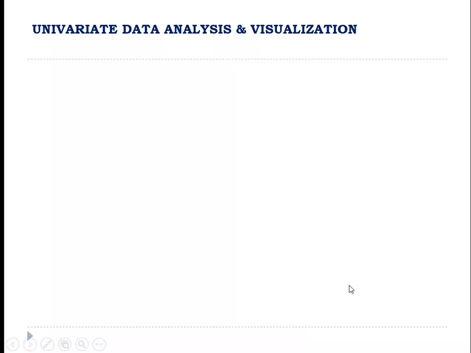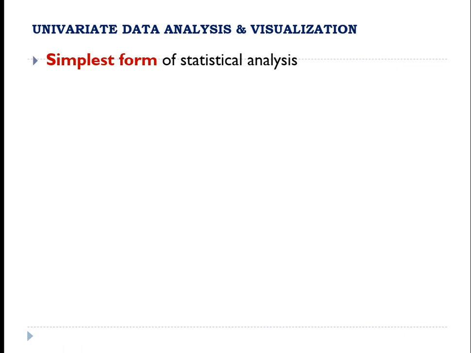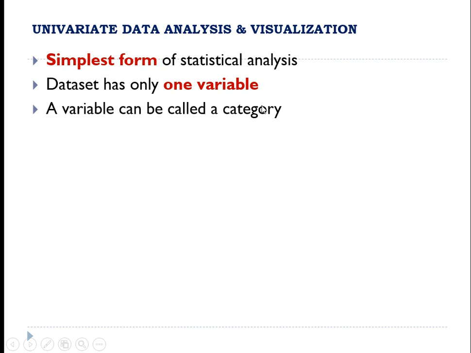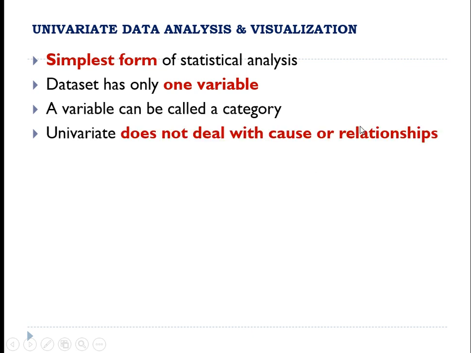Let's first try to understand what is univariate. As I've already discussed in the earlier session, there are three kinds of data. This is another classification of data based upon the number of variables. If the data set has only one variable, we'll call it univariate data. When you do data analysis on univariate data, that is data having a single variable, this is one of the simplest forms because it has only one variable or one category.